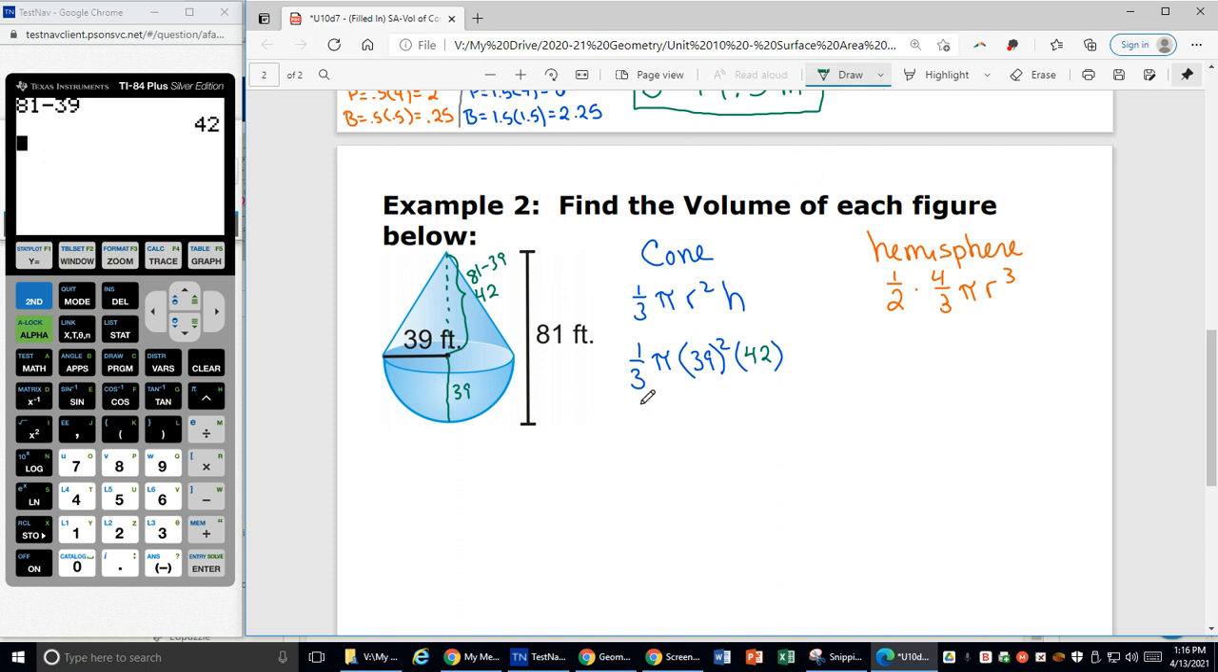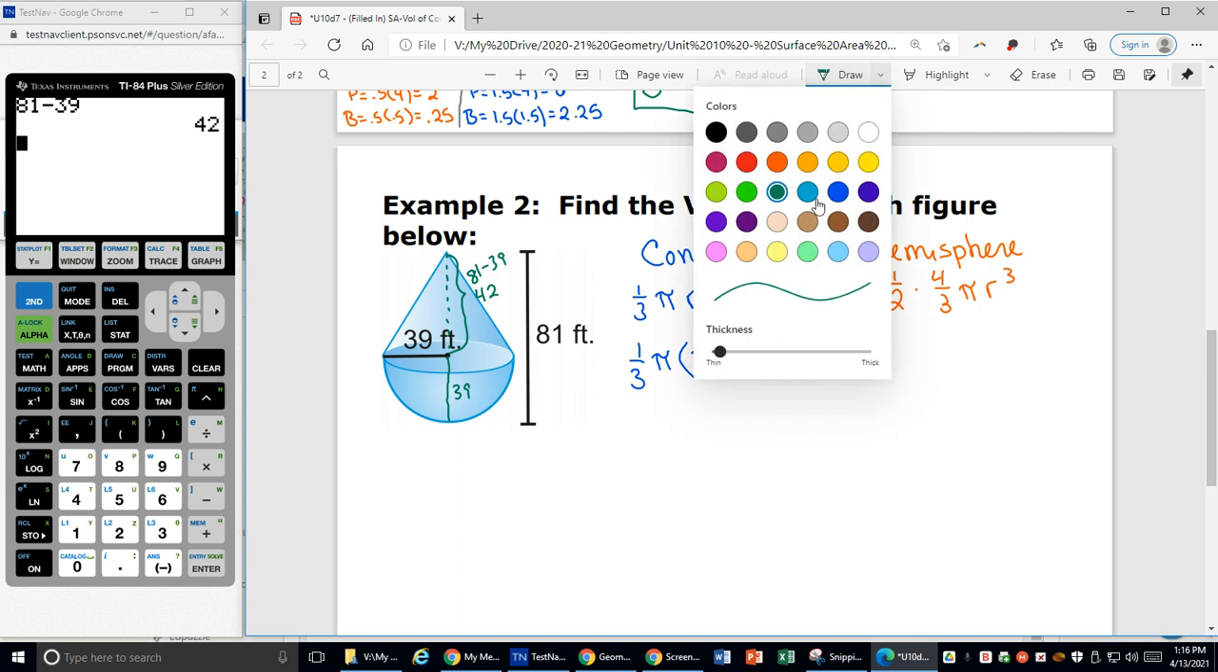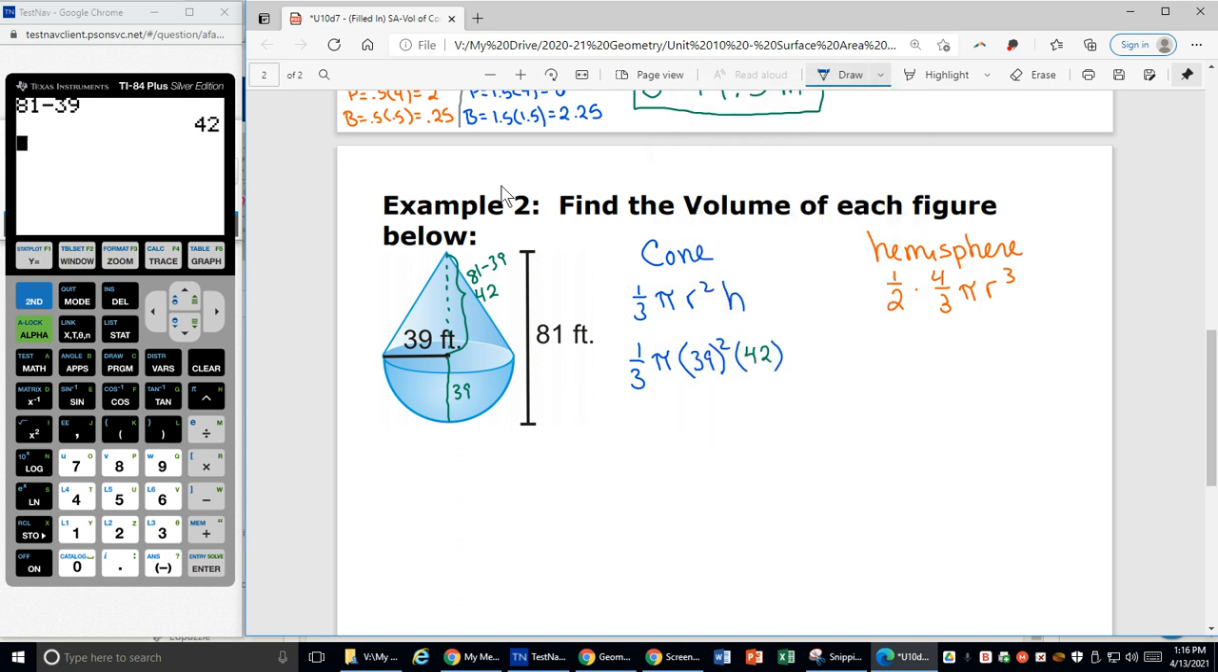Okay, so now I'm going to do my cone. I'm going to get my exact area. So I'm going to do 1/3 times 39 squared times 42. Notice I didn't put the pi in here, so when I write my answer, I still need to write pi sitting out next to it. So I have 21,294 pi.